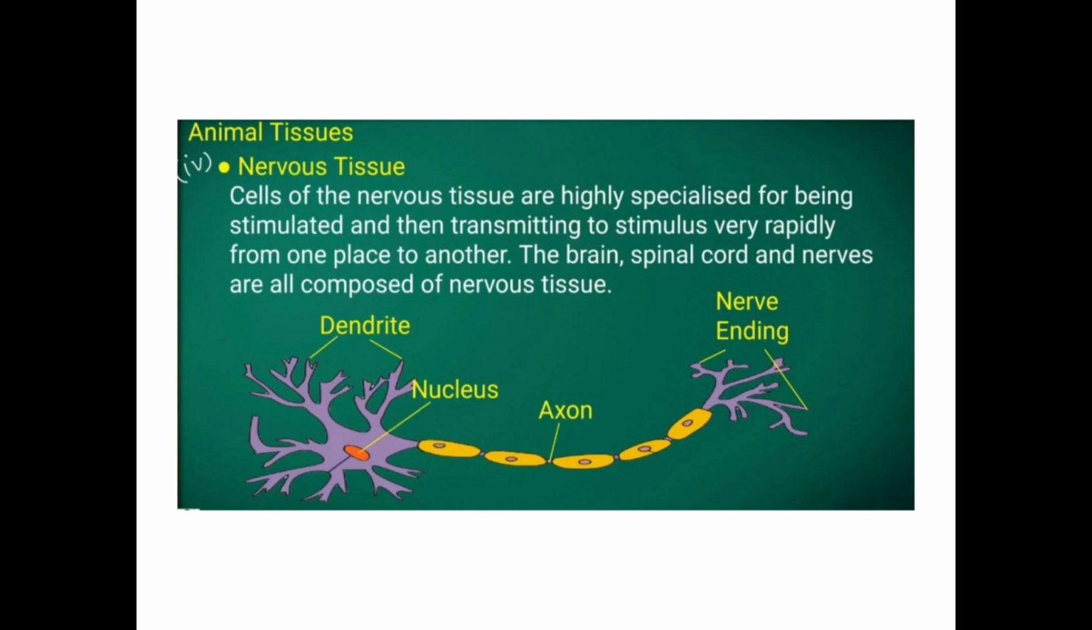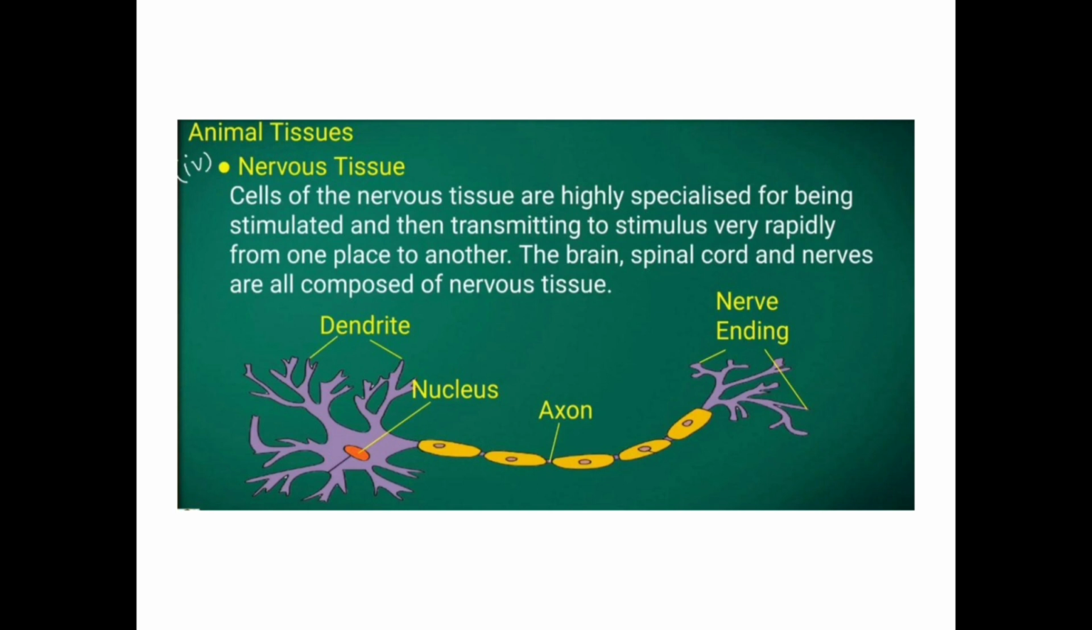Then the last one is nervous tissue. Cells of the nervous tissue are highly specialized for being stimulated and then transmitting the stimulus very rapidly from one place to another. The brain, the spinal cord and the nerves are all composed of nervous tissue. What is nervous tissue? Each tissue has a specific function. The heart has one specific function, muscle cells have movement. Nervous tissue means those cells which send signals to the brain.